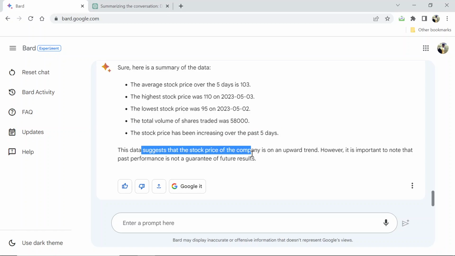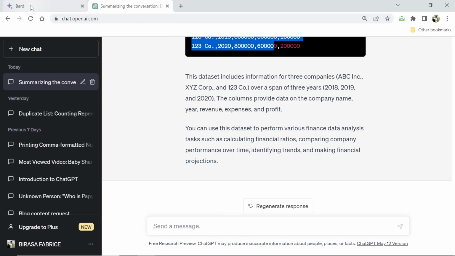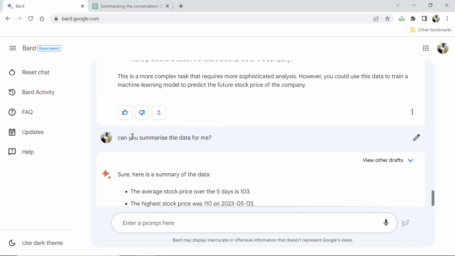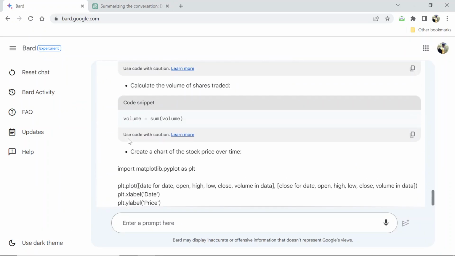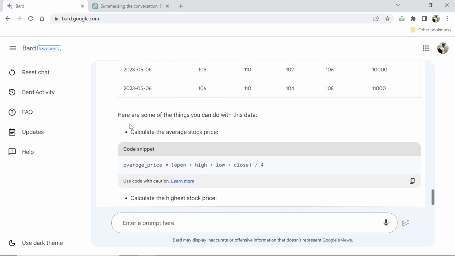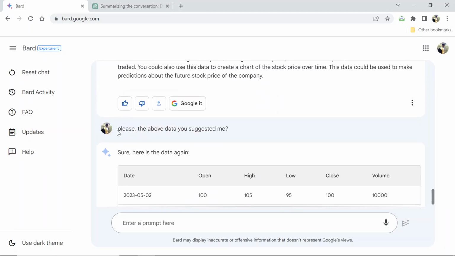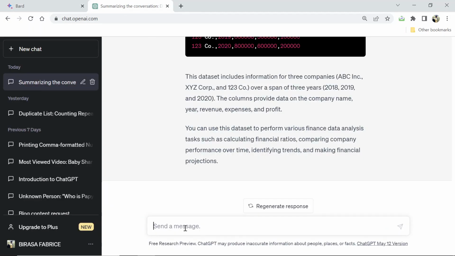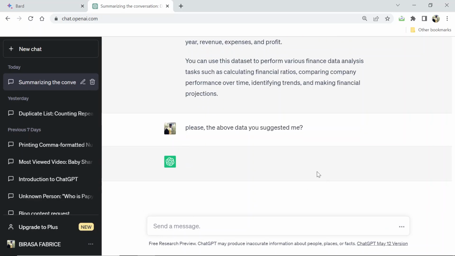The data suggests that the stock price of the company is on an upward trend. However, it is important to know that past performance is not a guarantee for future results. This is a good conclusion. I'm going to ask the same question to ChatGPT. Let me see what ChatGPT has for us.